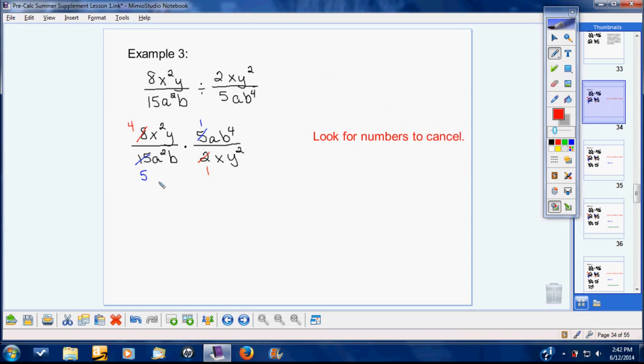The 5 and the 15 cancel. This is a mistake, because 15 divided by 5 is 3. Let me just fix that up. There we go. But this is what we do. We cancel this out. 5 cancels with 15, we get 3. 8 cancels with 2, and we get 4. So we look for the numbers to cancel, and we do that.